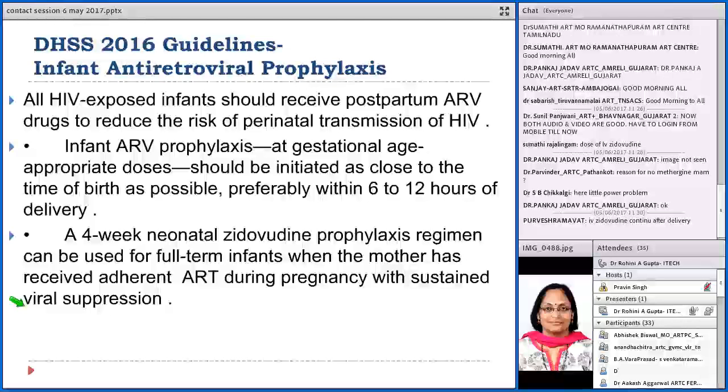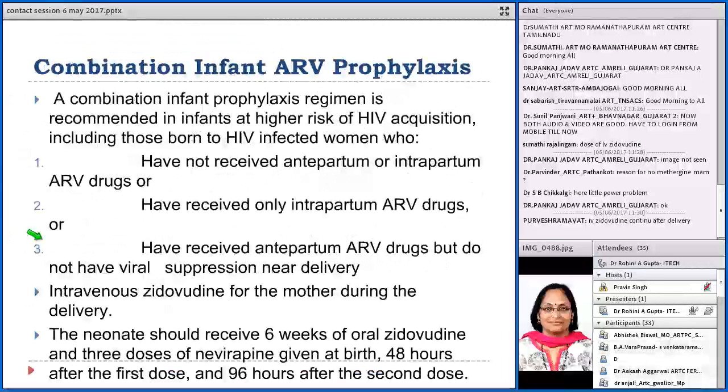Now, what I was talking about, infant ARV prophylaxis. All exposed babies should receive ARV prophylaxis within 6 to 12 hours. It is 4 weeks of neonatal zidovudine prophylaxis given twice a day.